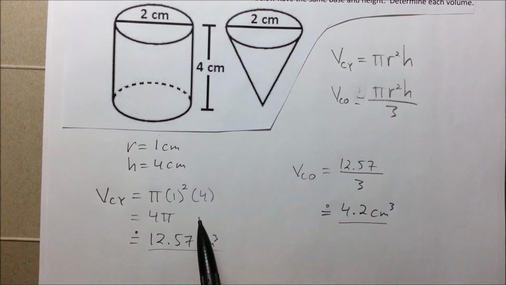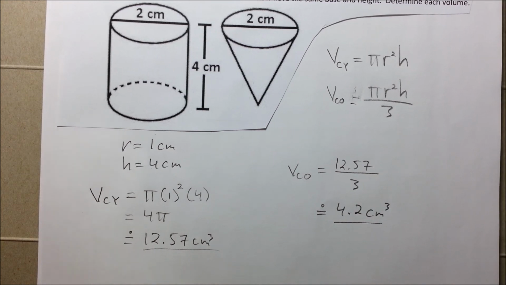Therefore, the volume of the cylinder is 12.57 centimeters cube and the volume of the cone is 4.2 centimeters cube.